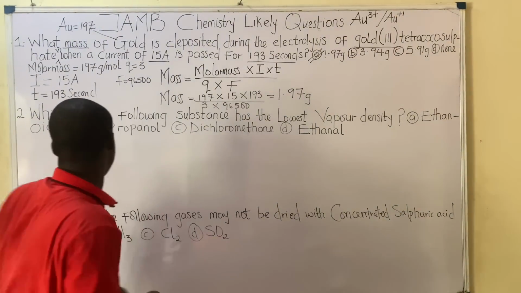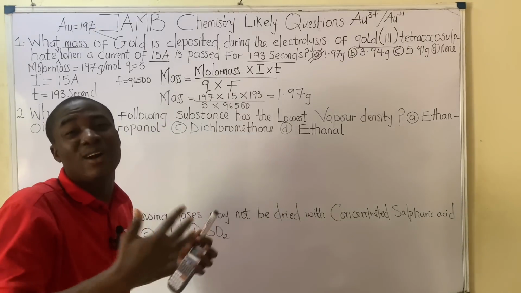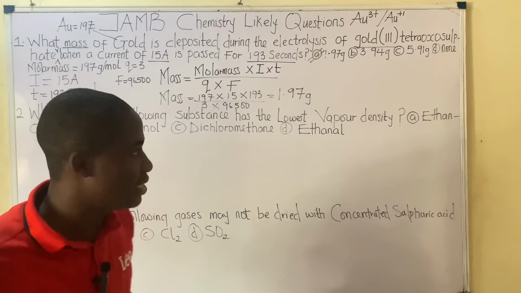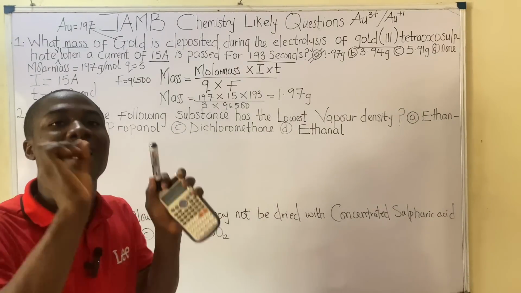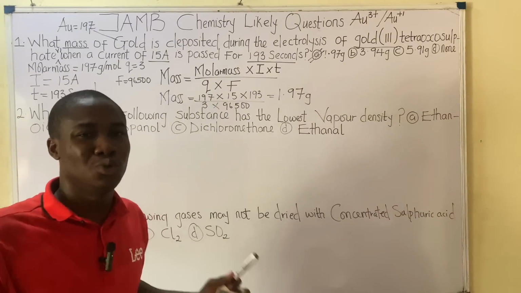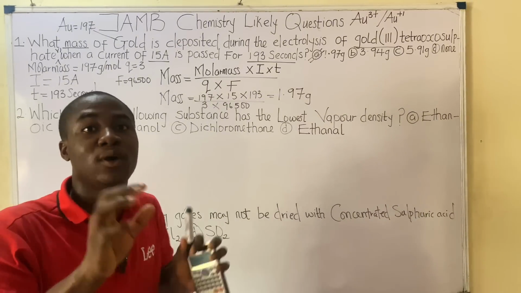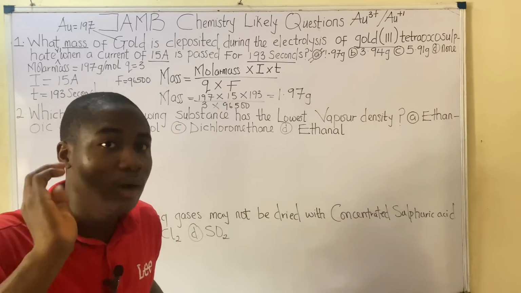The question says, which of the following substances, or we can as well say compounds, has the lowest vapor density? They mention different compounds here. It's actually very easy. First of all, how do we even know what to do to solve this question? I am saying vapor density. Now note this, because this question is a calculation. We want to calculate for vapor density. That's what we want to do.